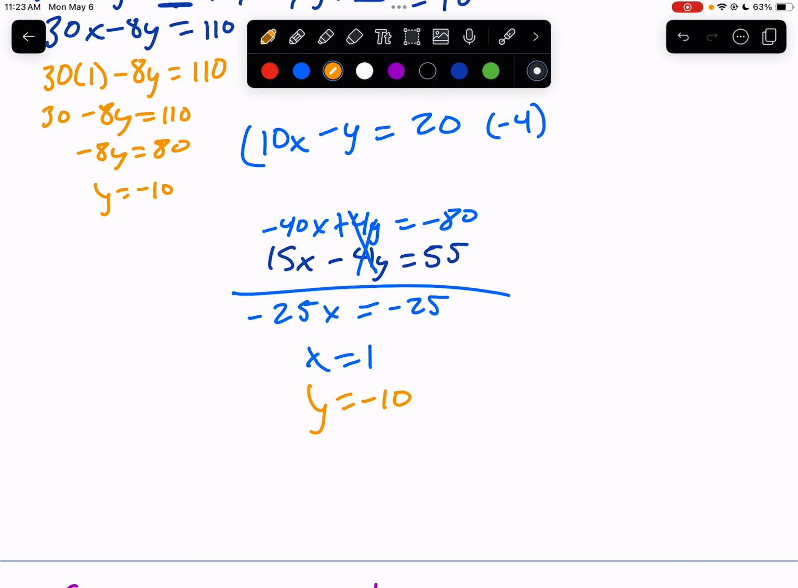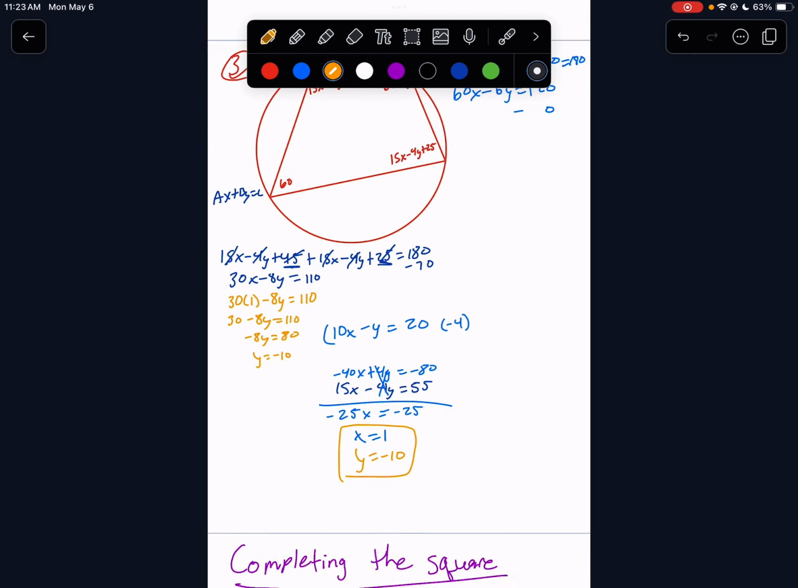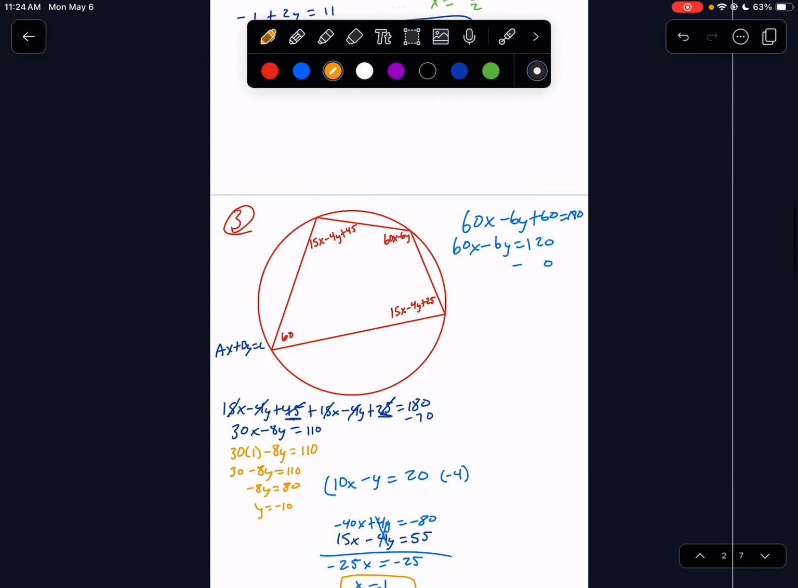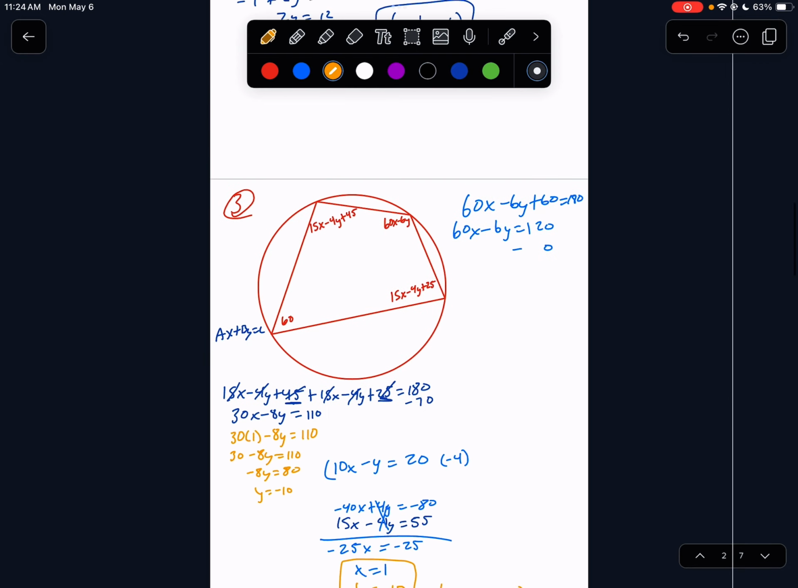Now this is actually for a shape, right? This isn't really like on a graph or anything like that. You could write it as a coordinate. I wouldn't take it off, but really it doesn't make as much sense in the context of this question. But y is -10, x equals 1, boom. So you're going to have problems, look at these three. You're going to have something like that on your test, guaranteed.